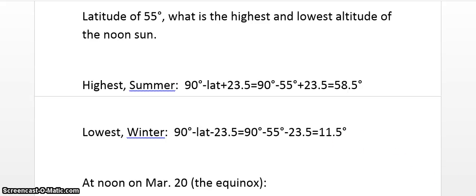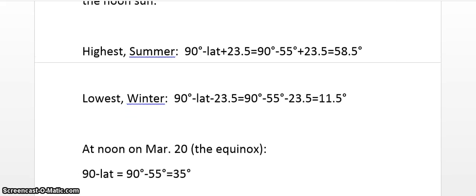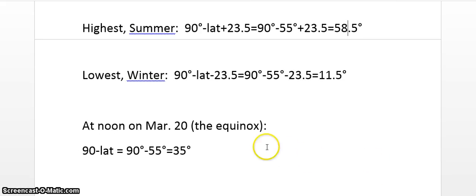All right, and then let's turn to this next part, which could either be March or September. It doesn't really matter. And for the equinoxes, it's just 90 degrees minus the latitude. Okay, so on that particular day, the sun at noon on either March 20th or September 20th would be about 35 degrees above the horizon. All right, that's it for this example.